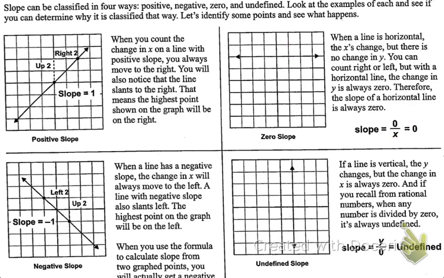Undefined. If a line is vertical, the y changes, but the change in x is always 0. And if you recall from rational numbers, when any number is divided by 0, it's always undefined. So again, we can find 2 points on our line. We can rise 2, but we don't run to the right or to the left, so 2 over 0. Undefined.